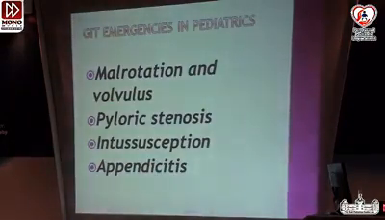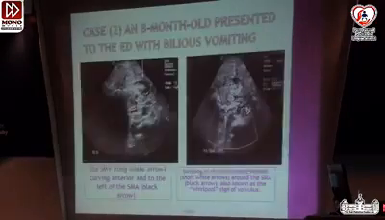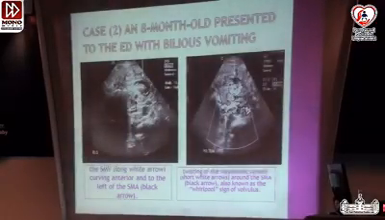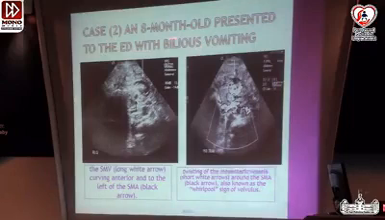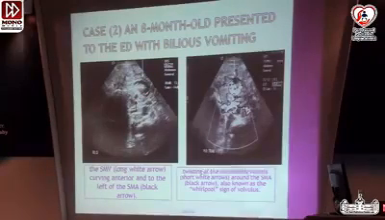Let's move to GI emergencies in pediatrics. Ultrasound can diagnose malrotation, pyloric stenosis, intussusception, and appendicitis. Our second case is an 8-month-old presented to the ED with bilious vomiting. This is the ultrasound at the region of the epigastrium. That structure here is the superior mesenteric artery. And that crescentic one here is the vein, superior mesenteric vein. Normally, the vein should be located at the right side of the artery. So this mirror image here indicates malrotation. So malrotation can be diagnosed with ultrasound.